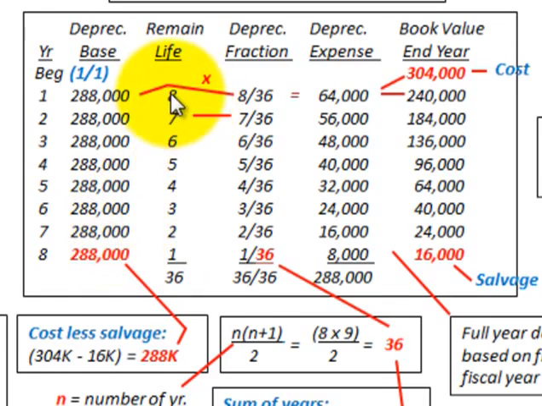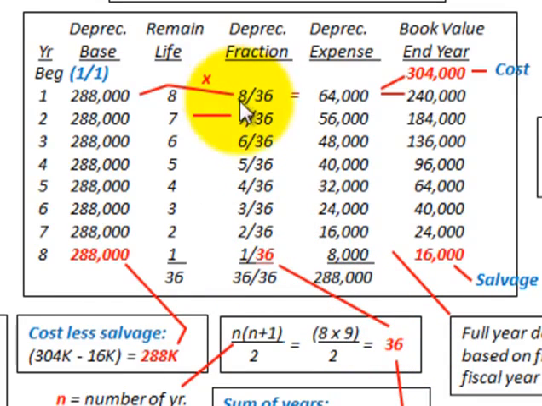And then we had a remaining life. So we started out with 8 years, and we work our way on down to 1 year. And then our depreciation fraction was simply the remaining life divided by the sum of the years. And the sum of the years, we went through for 8 years of life. We had to add up 8 years plus 7 years plus 6 years on down until we got the total amount of 36 years. Or we could have just used this little equation: N times N plus 1, divided by 2. And that gives you your denominator for your depreciation fraction.